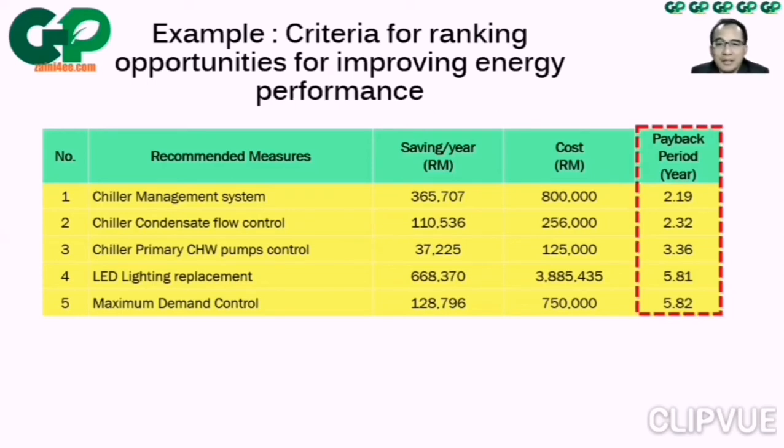Of course, this saving per year comes from the calculation, and you can also get how much the kilowatt hour saving per year is. This is, for example, how they rank the opportunities for improving energy performance. In this example, we show the monetary value, the saving per year expected from every single measure, 1 to 5, and then how much cost is expected to implement the measure, which means the investment cost. We rank the priority based on the simple payback period, from the shortest to the longest one. The shortest one will be the highest priority for implementation, as we recommend to the building owner.